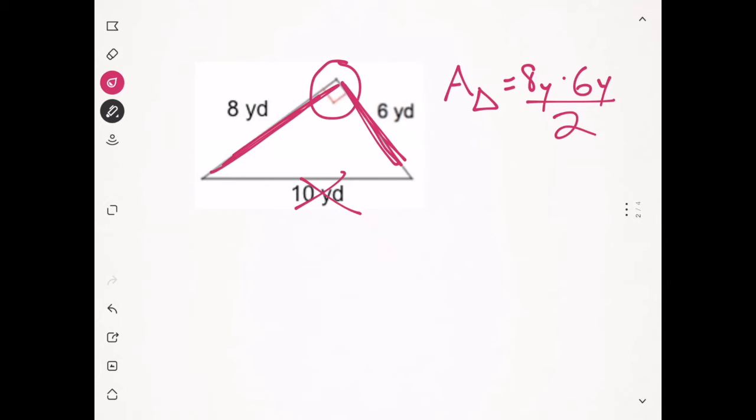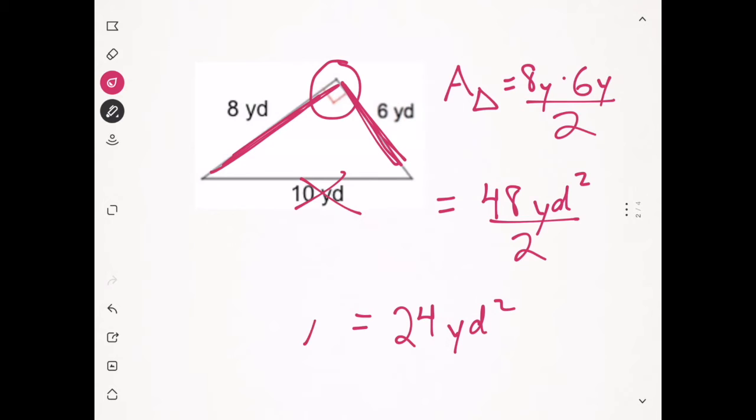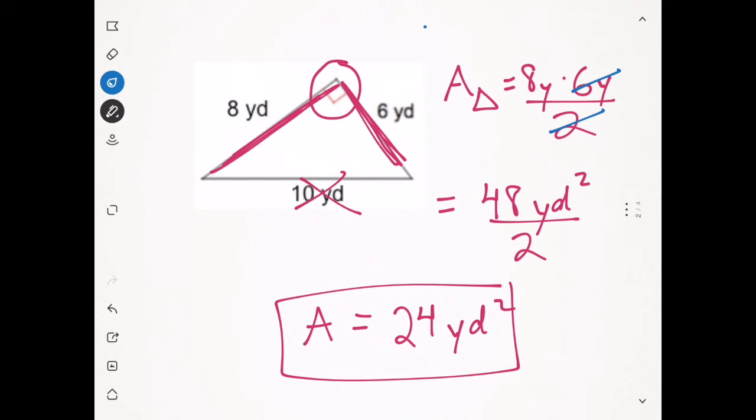We always have to divide by 2 for a triangle. So 8 yards times 6 yards is 48 square yards divided by 2. 48 divided by 2 gives us 24 square yards. Another way we could do that arithmetic, if you wanted to look at it differently, is we could divide this 6 yards by 2. That would give us 3 yards. 8 times 3 gives us the 24.